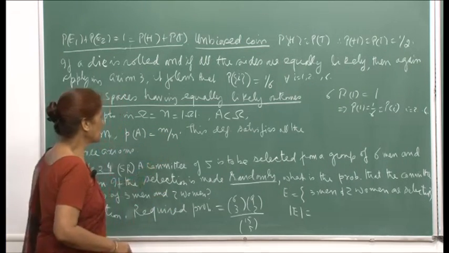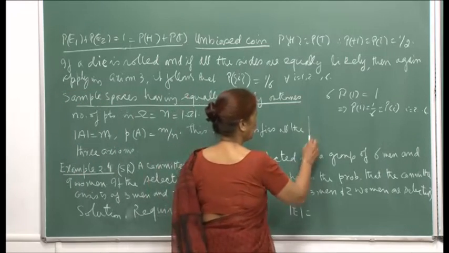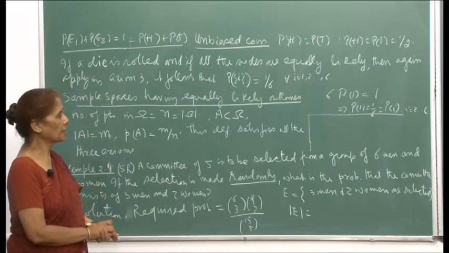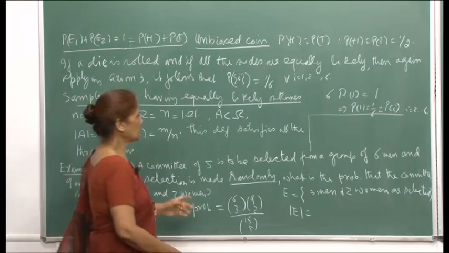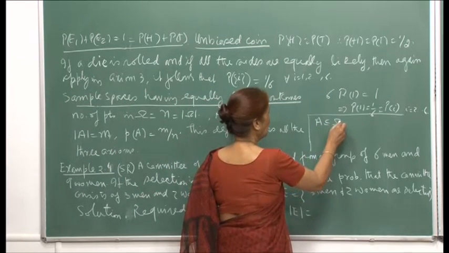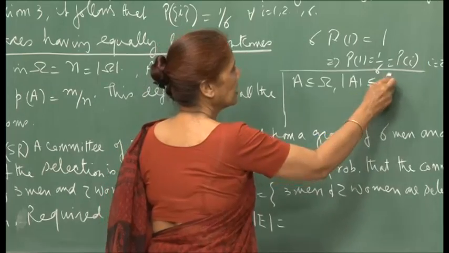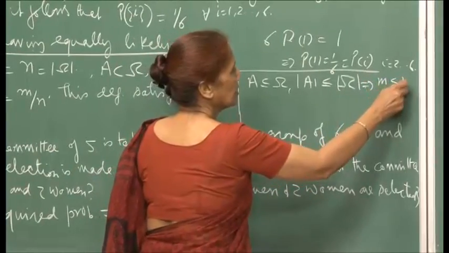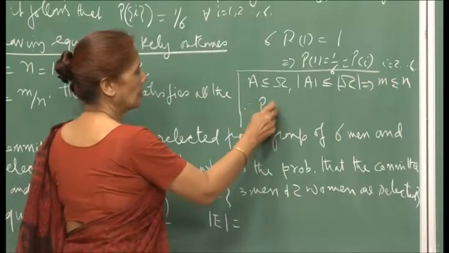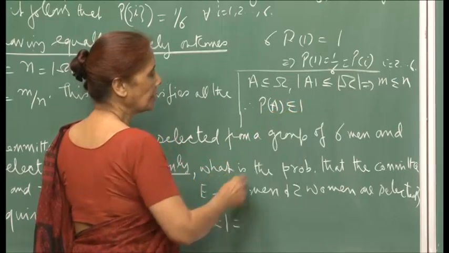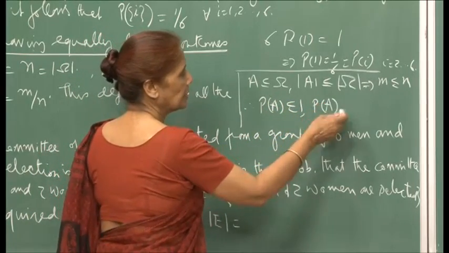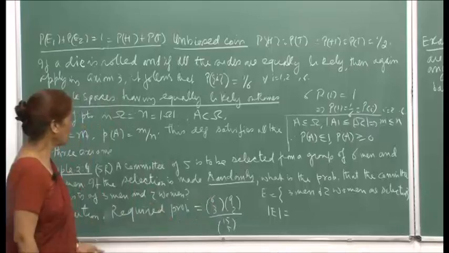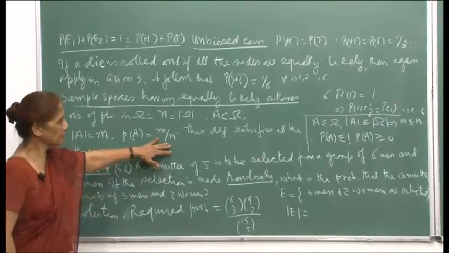So this is the definition, and now you can very quickly verify the 3 axioms, because remember I said that any definition of probability must satisfy the 3 axioms. Since A is a subset of omega, the cardinality of A is less than or equal to the cardinality of omega, which implies that m is less than or equal to n. Therefore probability of A is less than or equal to 1, and by definition probability of A is greater than or equal to 0, because m is either 0 or a positive number.